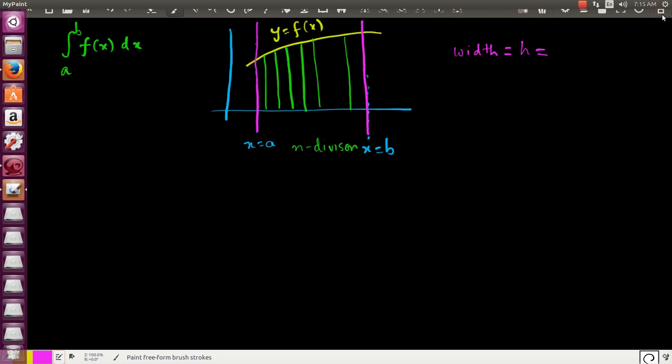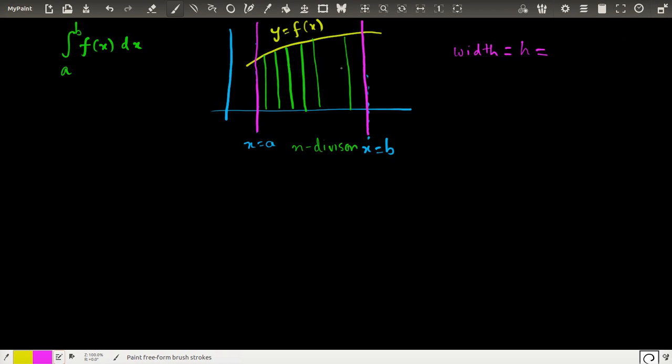Hello friends, and welcome to this video in which we talk about how we can convert a definite integration into a limit of a sum. Clearly, when we say definite integration, let's say this is the integral from a to b of f(x) dx, we mean the area under the graph of the function y equals f(x) between the limits x equals a and x equals b. Now, can we convert this into a limit problem?